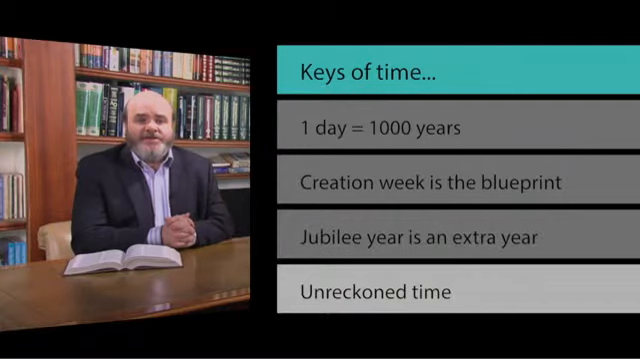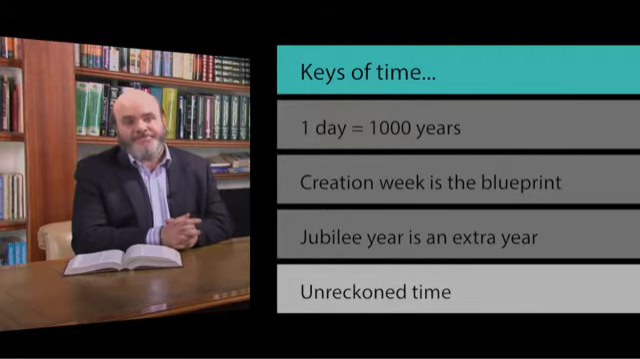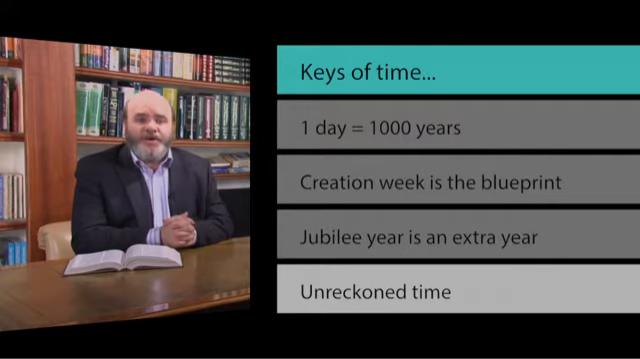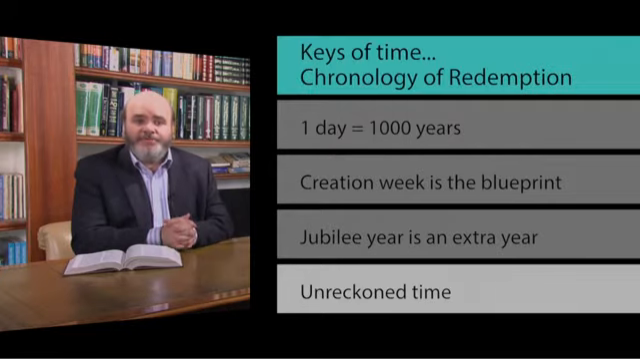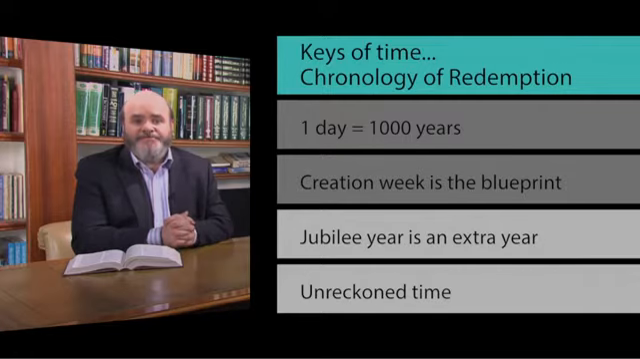On the other hand, when the key of redemption chronology with its unreckoned times is accepted, there is a perfect harmony of all the stated times. Again, this requires the existence of a separate redemption chronology in which the years out of fellowship are not counted. These latter keys define how time is reckoned on the redemption chronology.